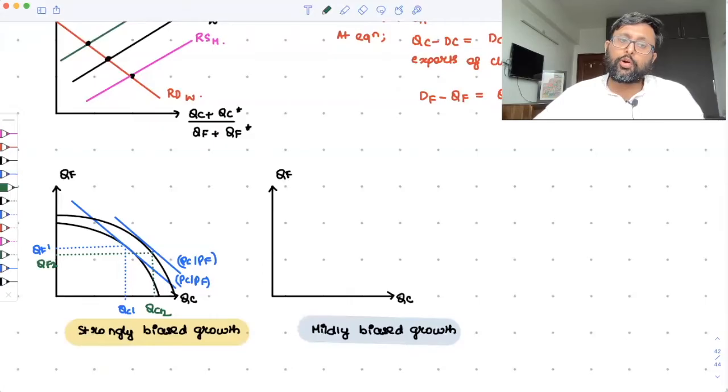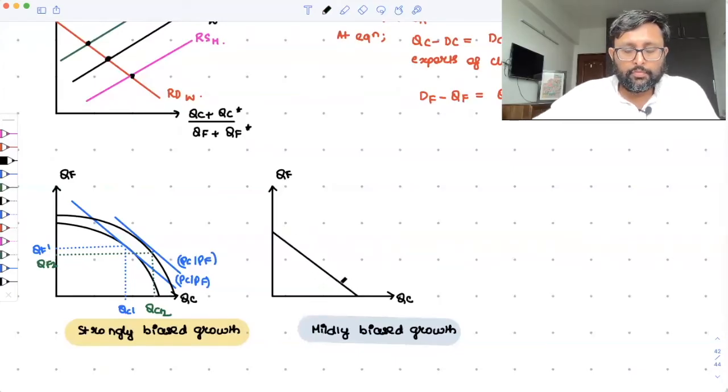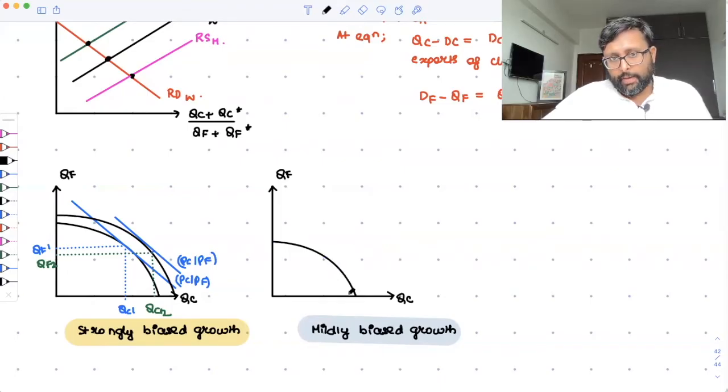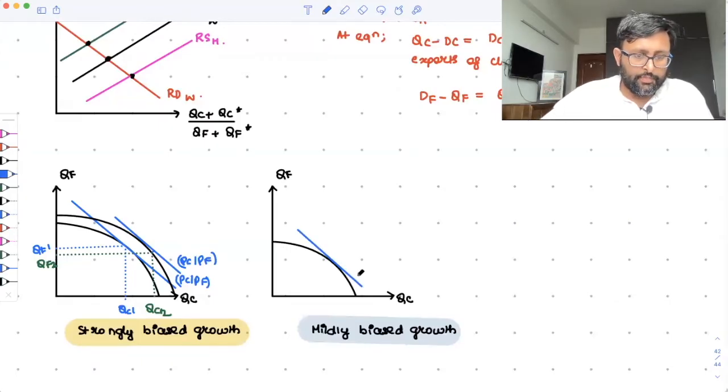So the growth is strongly biased if it is going to increase the production in one sector and decrease the production in the other sector. That is strongly biased growth. There can also be something like this, mildly biased growth. So it is again biased more towards the cloth axis, and this is this.